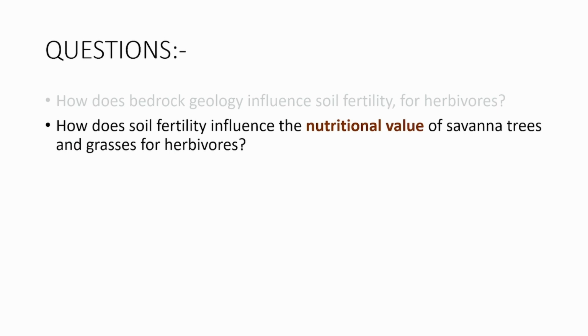How does soil fertility influence the nutritional value of savanna trees and grasses? How would you measure nutritional value? Most people measure protein content, but generally plants are quite adequate in protein content, and it's the digestibility that's more important. But mineral nutrients may also come into play, and again, it's not only phosphorus, but also sodium, crucially important for herbivores. And sodium is more localized and isn't generally a component of the bedrock. So certain rocks may have more sodium available, and others less.